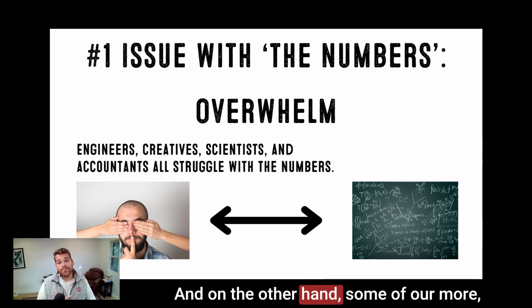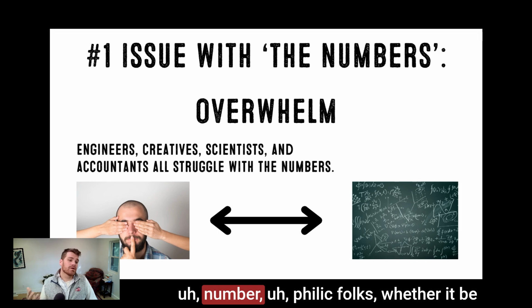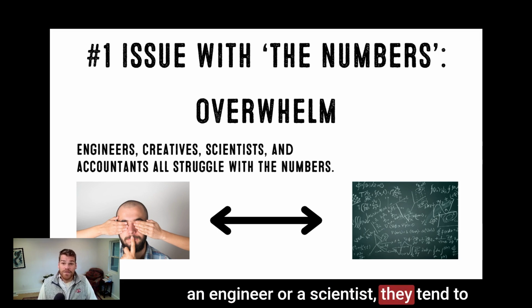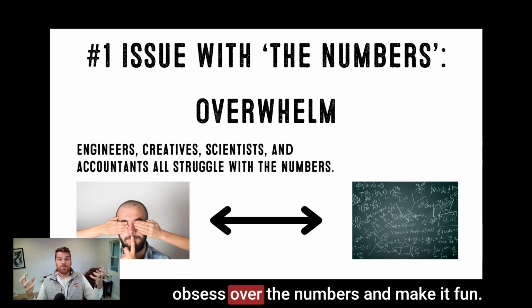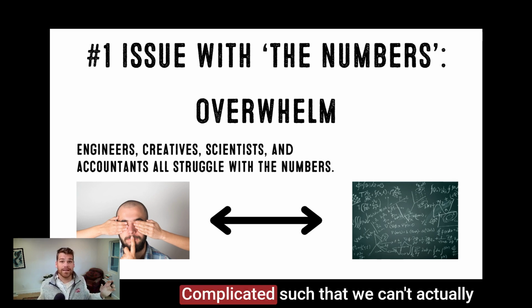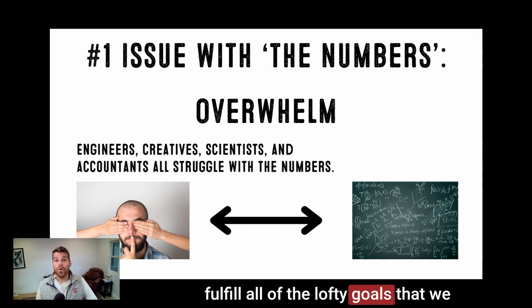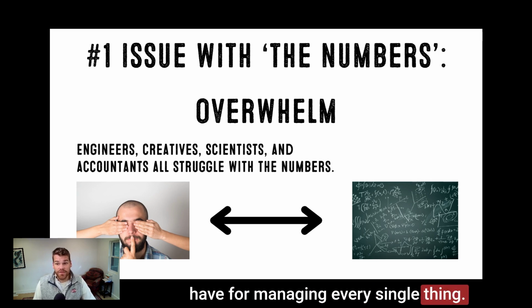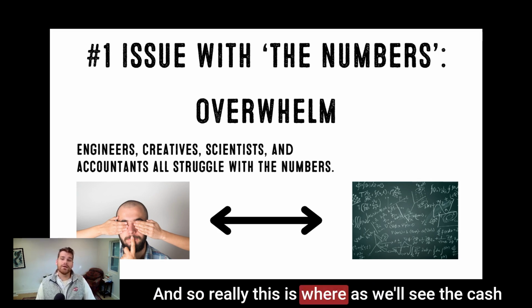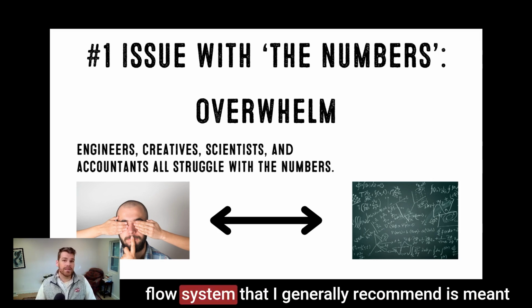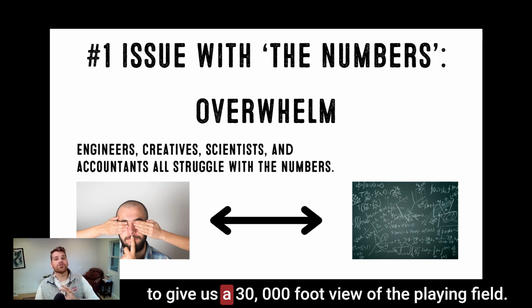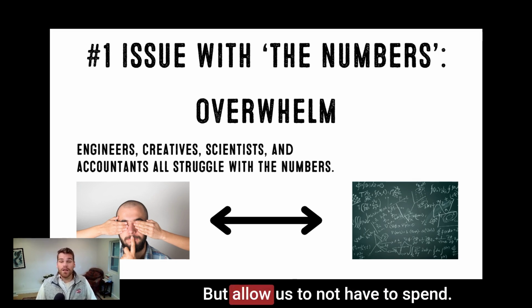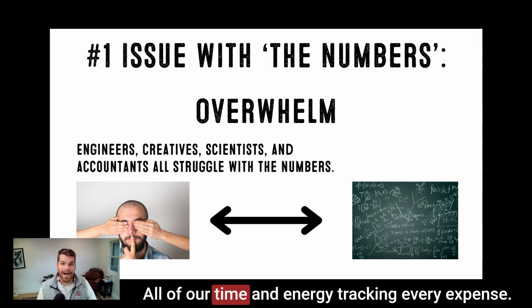And on the other hand, some of our more number-philic folks, whether it be an engineer or a scientist, tend to obsess over the numbers and make it far too complicated, such that we can't actually fulfill all of the lofty goals that we have for managing every single thing. And so really, this is where, as we'll see, the cash flow system that I generally recommend is meant to give us a 30,000-foot view of the playing field, but allow us to not have to spend all of our time and energy tracking every expense.